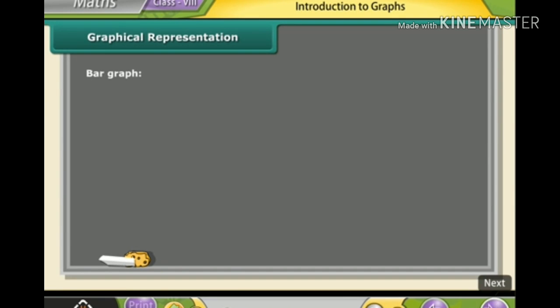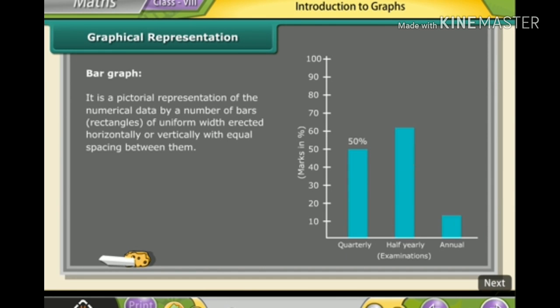Bar graph. It is a pictorial representation of numerical data by a number of bars, rectangles of uniform width erected horizontally or vertically with equal spacing between them. The bar graph shows Divya's performance in the quarterly, half-yearly and annual examinations. It helps us to compare the whole year's performance. From the above graph, we infer that Divya's total marks have been increasing, which shows progress in her studies.